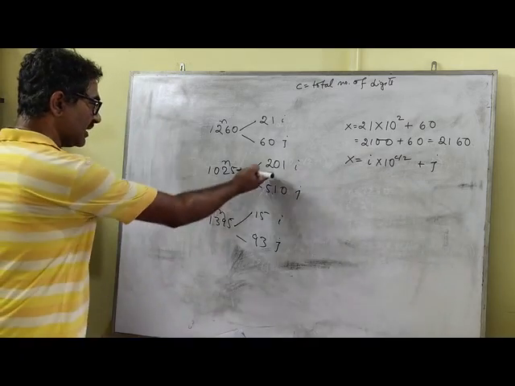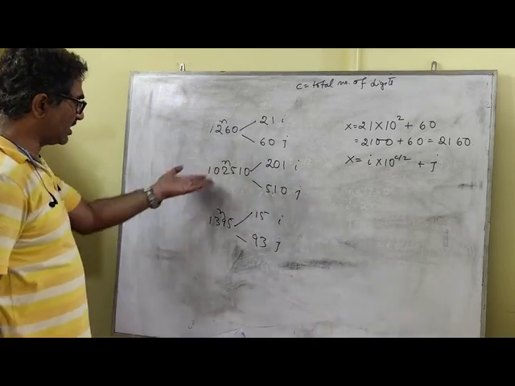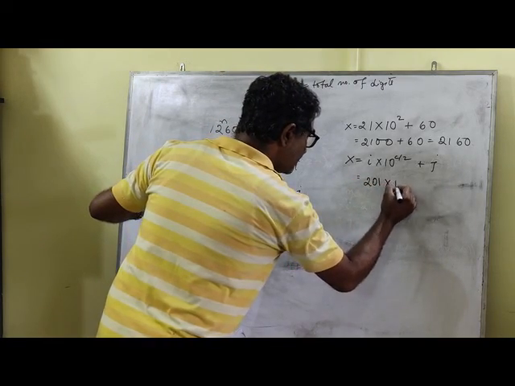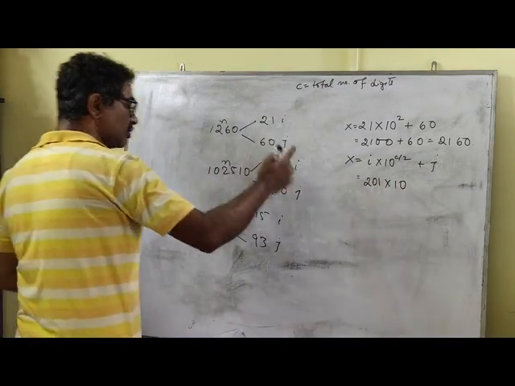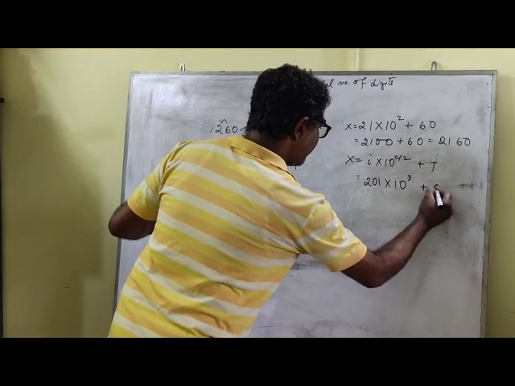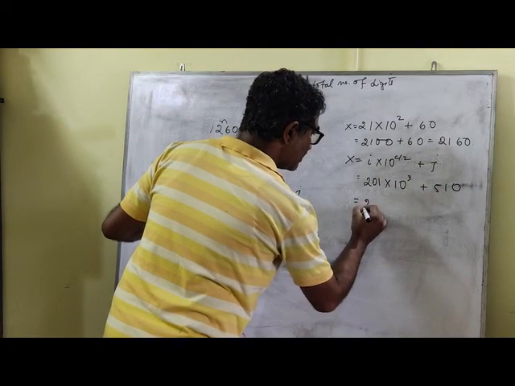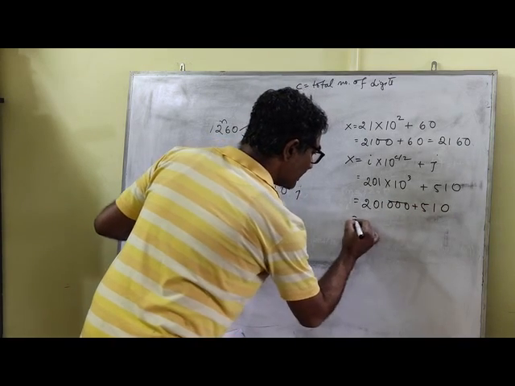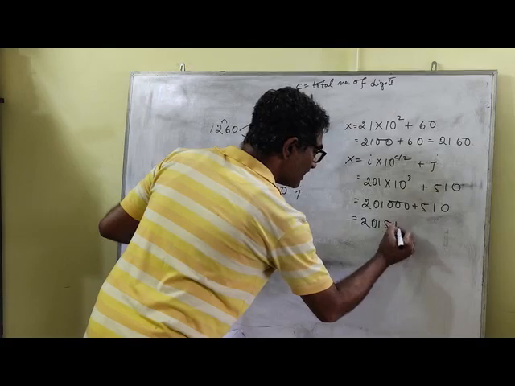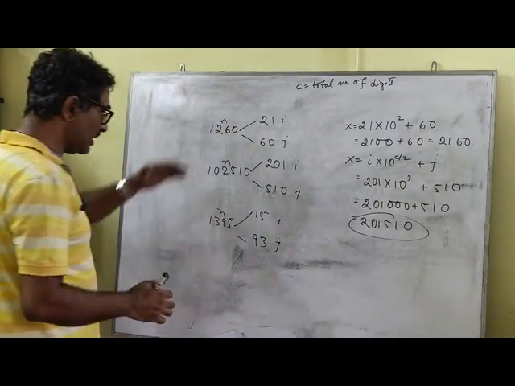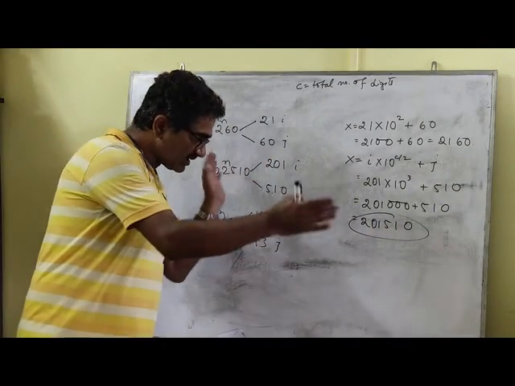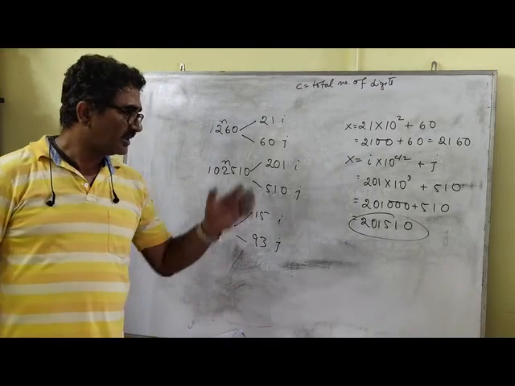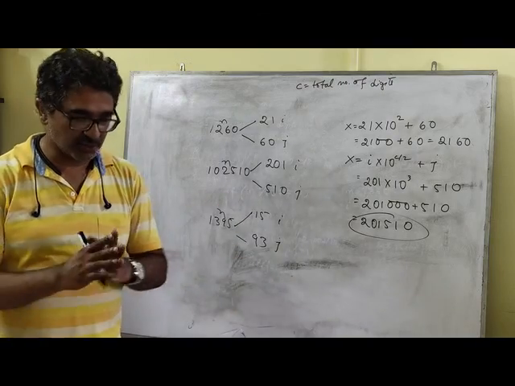You can take any number. Suppose this is a 6-digit number. So i is 201. 201 into 10 to the power of 6 divided by 2, which is 3, plus 510. So what do we get? We get 201,000 plus 510. So what do we get? 201,510. So we got the two factors combined together. We were joining it, concatenating it. So this is the technique for combining these two numbers.